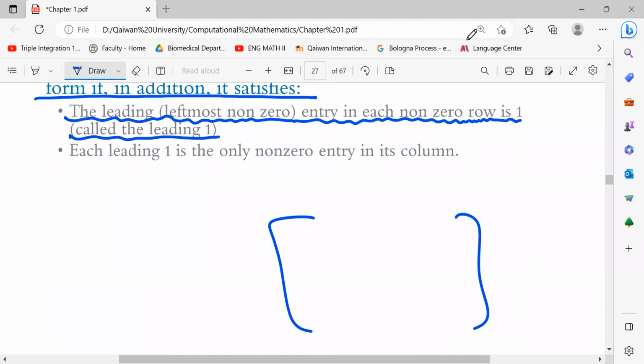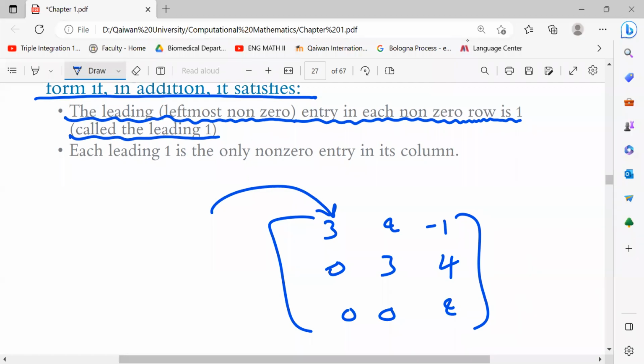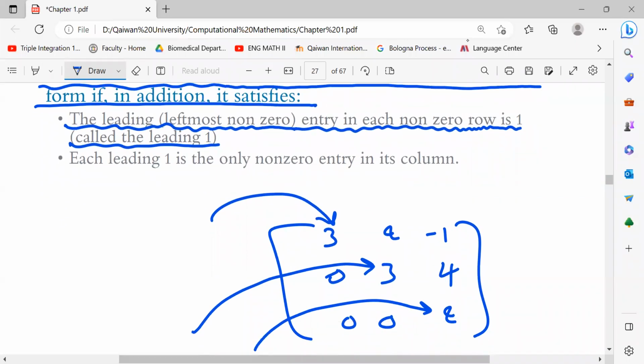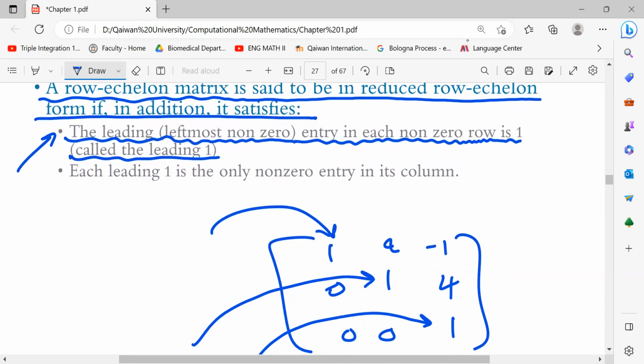Here, if we have a matrix, as we said, this is 3, 2, -1, 0, 3, 4, 0, 0, 2. What are the leading entries here? For the first row it is 3. For the second it is 3. For the third it is 2. But here, it's okay. It's row echelon form, but it's not reduced row echelon form. Why? Because the leading entries must be 1. So this 3 must be 1. This 3 must be 1. And this must be 1. Then we say it satisfies the first extra condition of the reduced row echelon form.